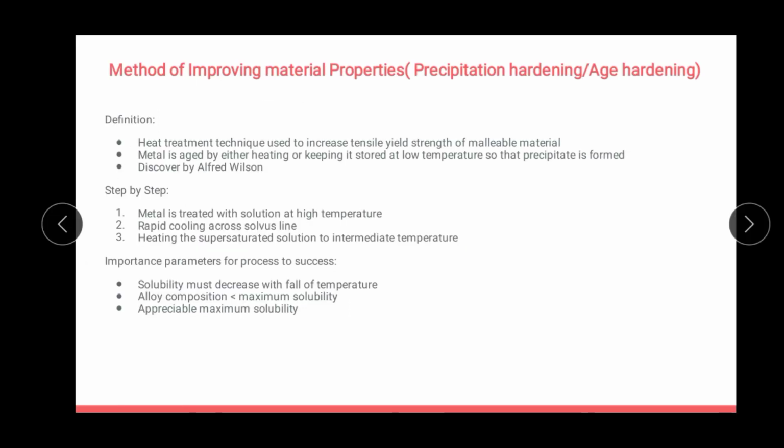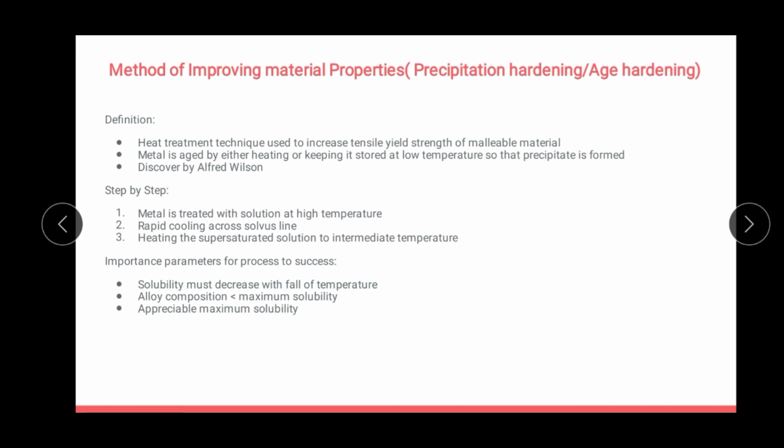One of the methods to improve the material properties of iron aluminide is precipitation hardening, which can also be called age hardening. The definition is a heat treatment technique used to increase the tensile yield strength of a malleable material. Metal is aged by either heating or keeping it stored at low temperatures so that precipitates can be formed. This method was discovered by Alfred Wilm.